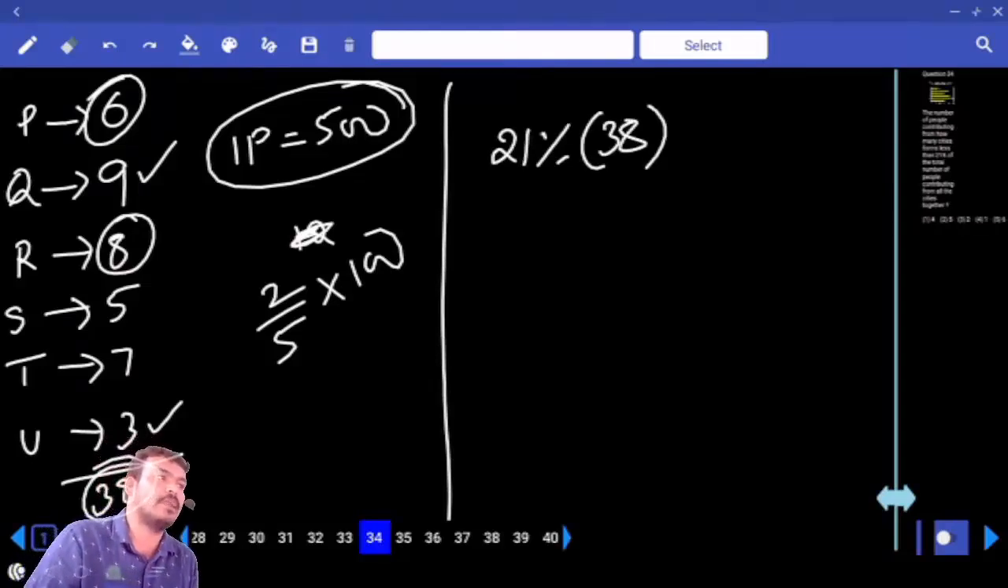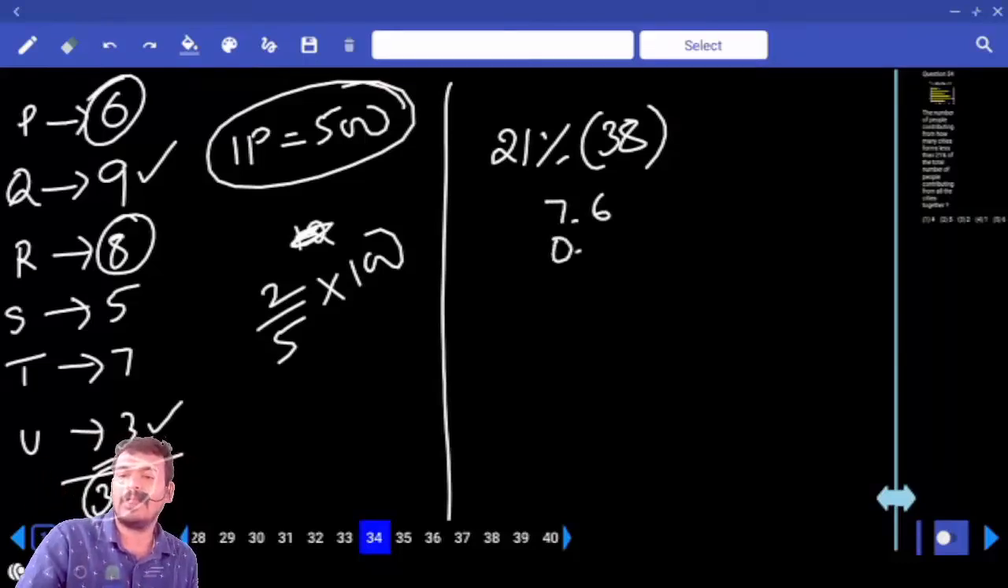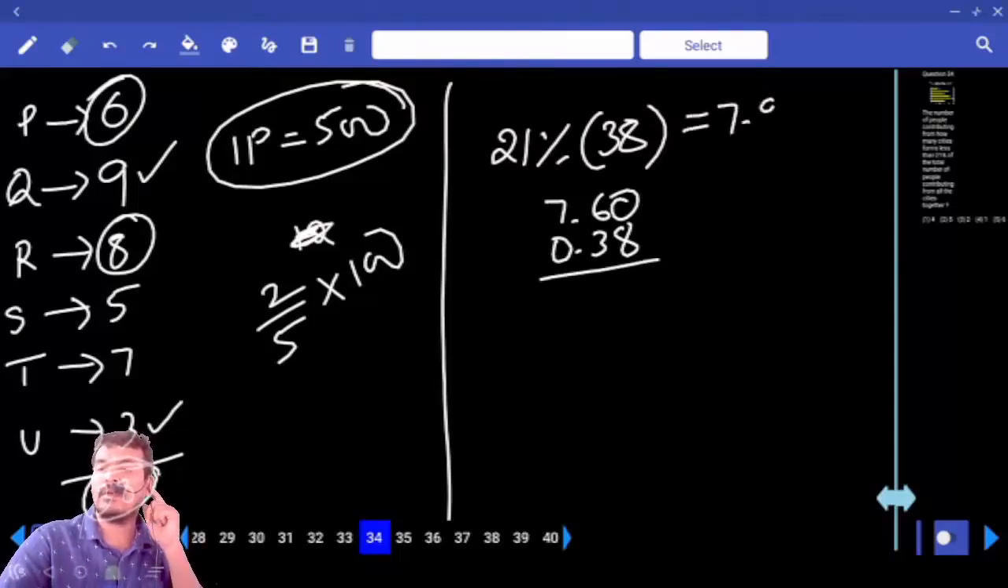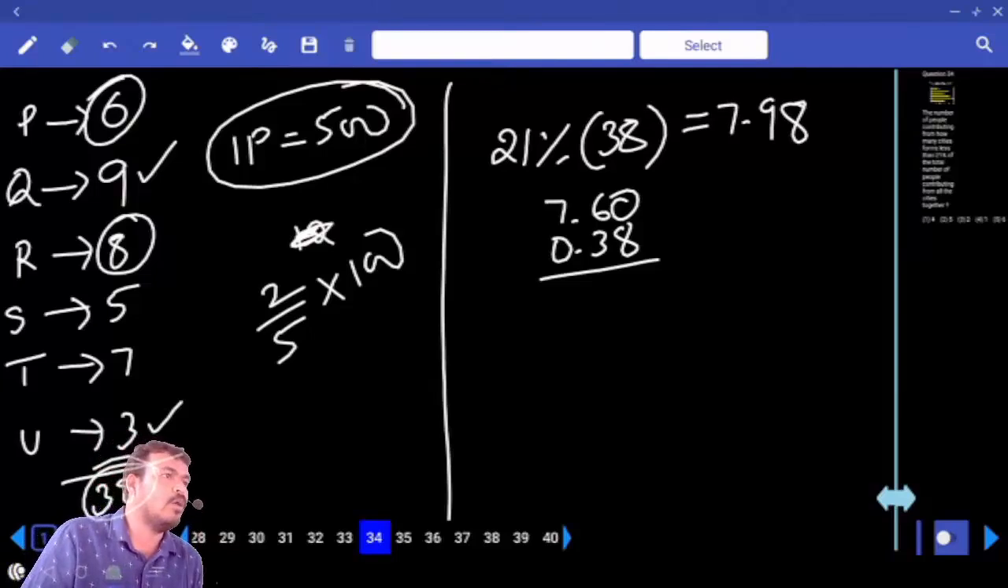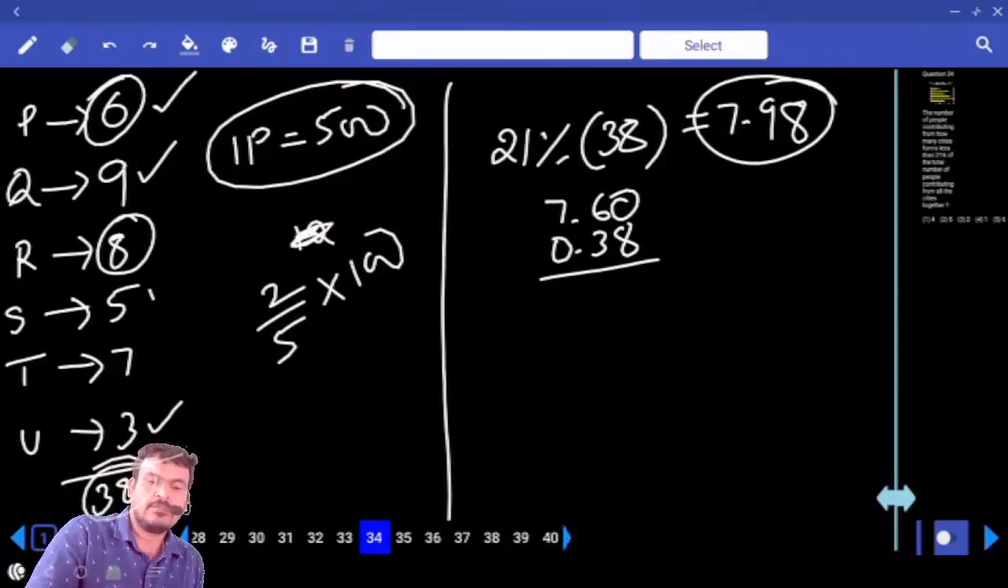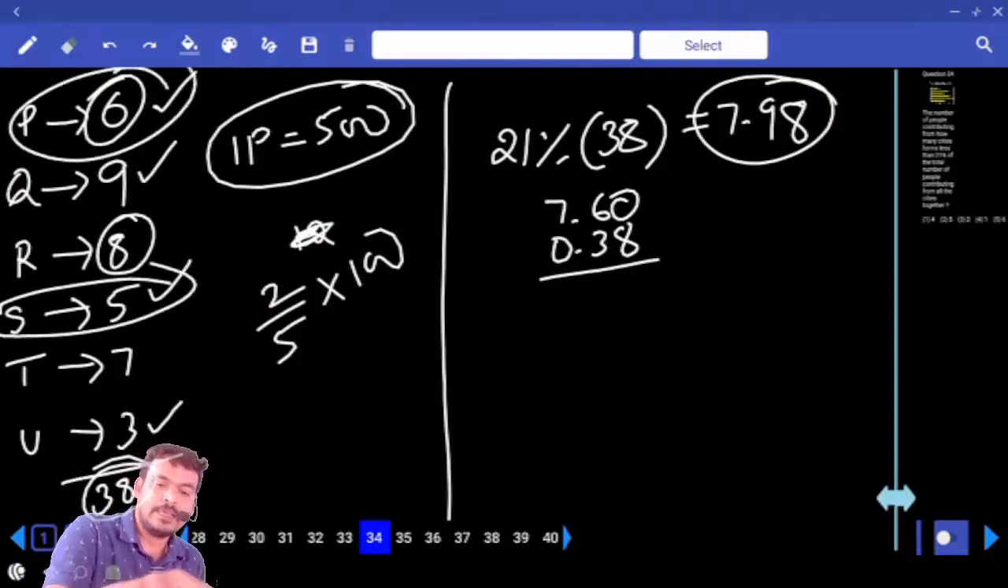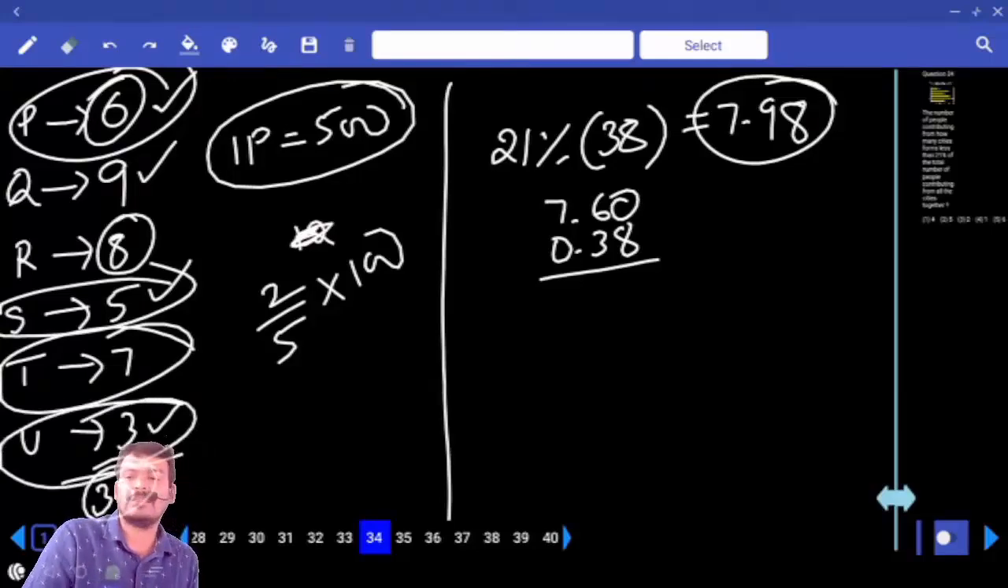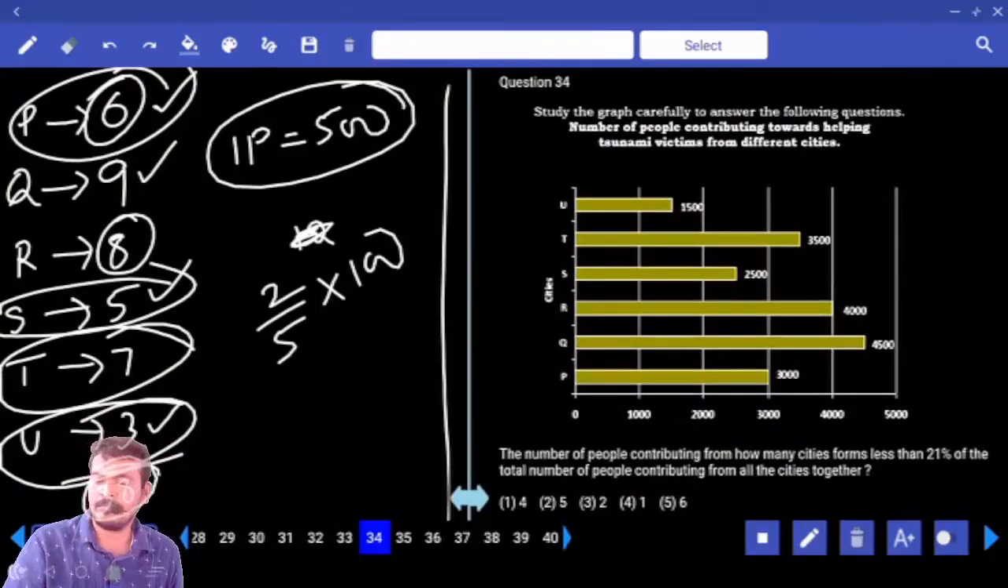What is the 10% of 38? 3.8. 20%? 7.6. Again 1%? 0.38. Both are adding, it is 7.98. How many values are less than 7.98? P is less, S also less, then T and U values. How many values are less than 7.98? 4. Then the answer is first option.